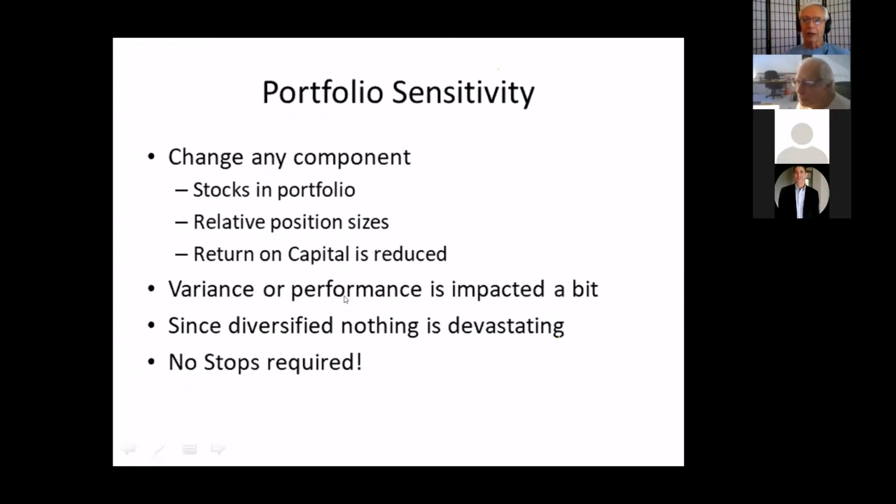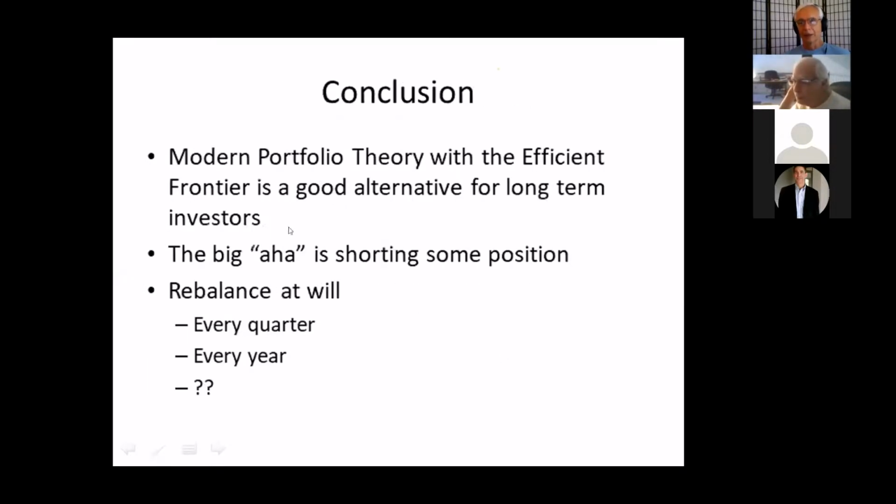So the variance of the performance is impacted a bit, but since you have the diversification, it's nothing devastating. And what's also cool is that there are no stops required. Very, very nice. So my conclusion is that modern portfolio theory with the efficient frontier is a good alternative for long-term investors. And the big aha for me was the shorting for some of the positions. And how often do you rebalance? Every quarter or every year or whenever.